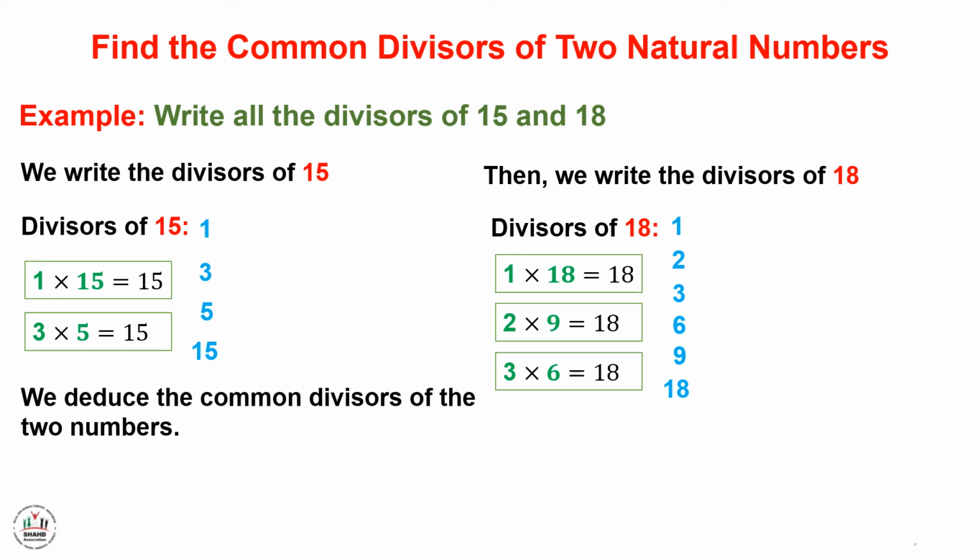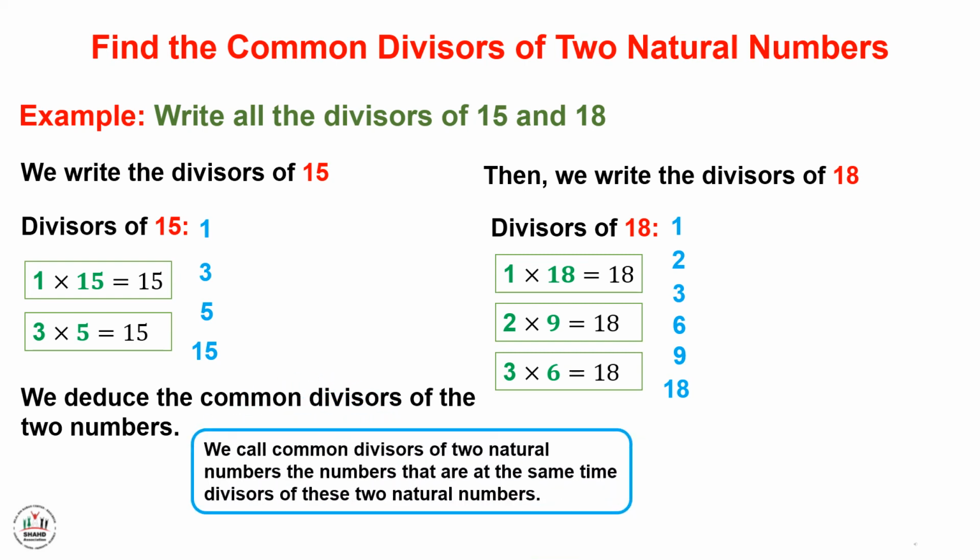Now we deduce the common divisors of the two numbers. After we found the divisors of 15 and the divisors of 18, we see which numbers are shared between the divisors of 15 and the divisors of 18. They are the common divisors of 15 and 18. So we call common divisors of two natural numbers the numbers that are at the same time divisors of these two natural numbers.